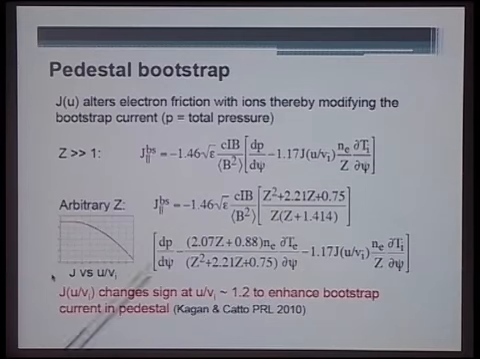So you actually get a modification to the bootstrap current in the pedestal, which can matter for stability calculations. Stability calculations are terribly sensitive to the details of these things, and it actually enhances the bootstrap current in the pedestal. Because remember, this sign is going to change when U over VI is a bit bigger than 1.